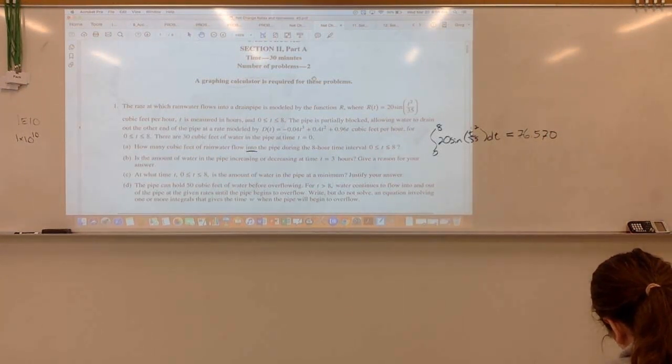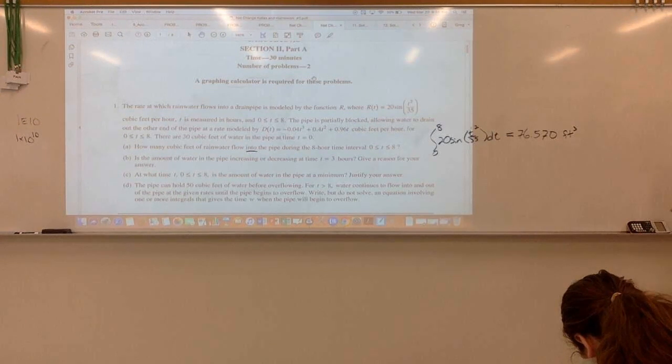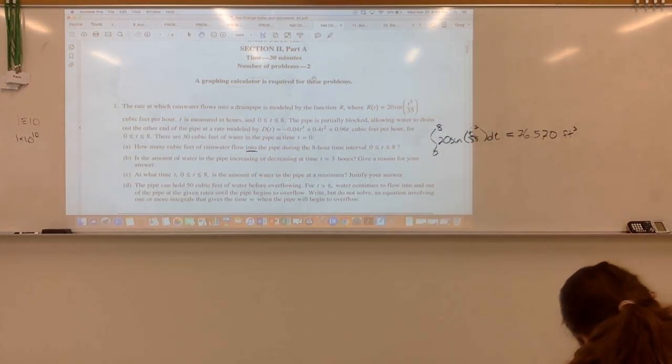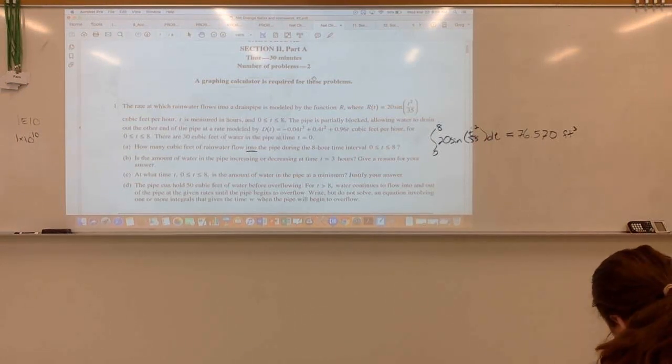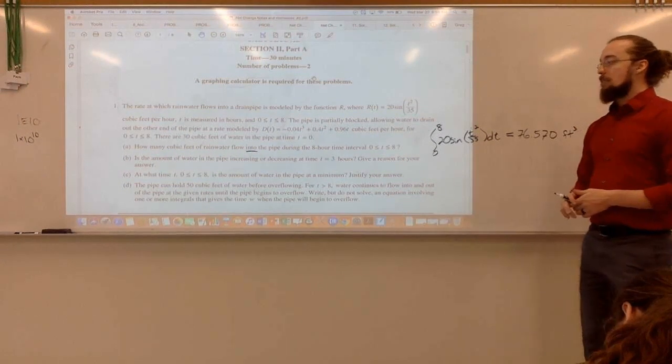Alright. So remember, always go to 3 decimal places. Now what would my units be? Cubic feet. Cubic feet of rainwater. So that's how much has flowed into the pipe during the first 8 hours. Okay, so far?